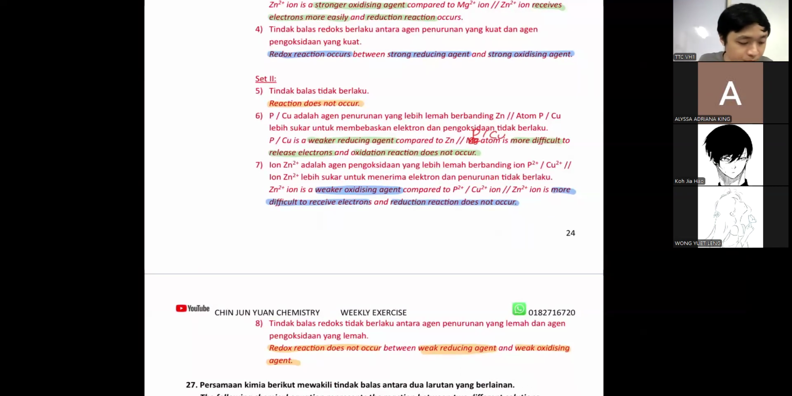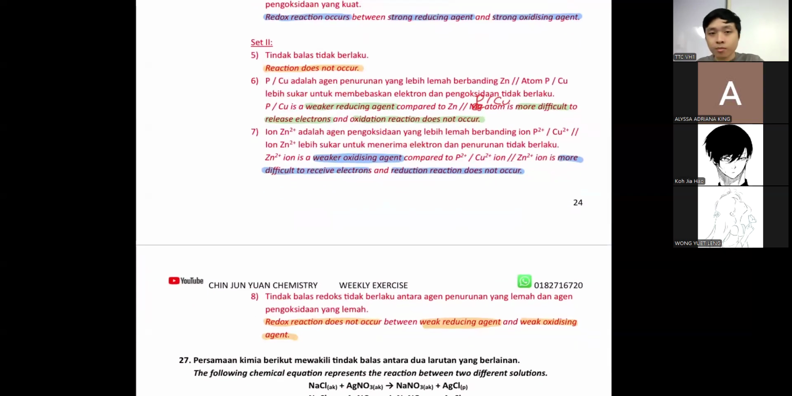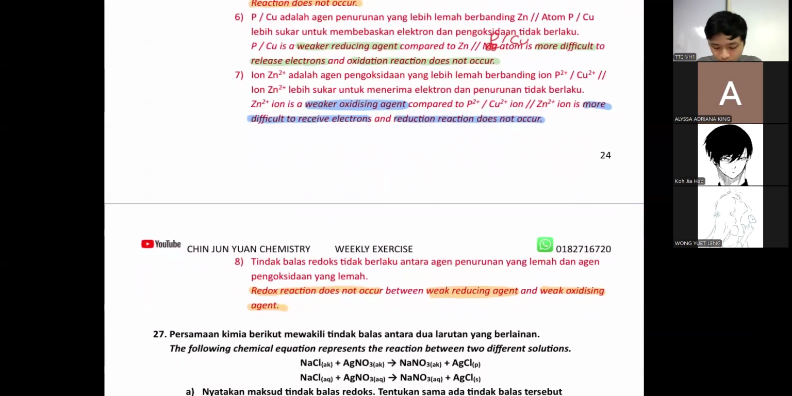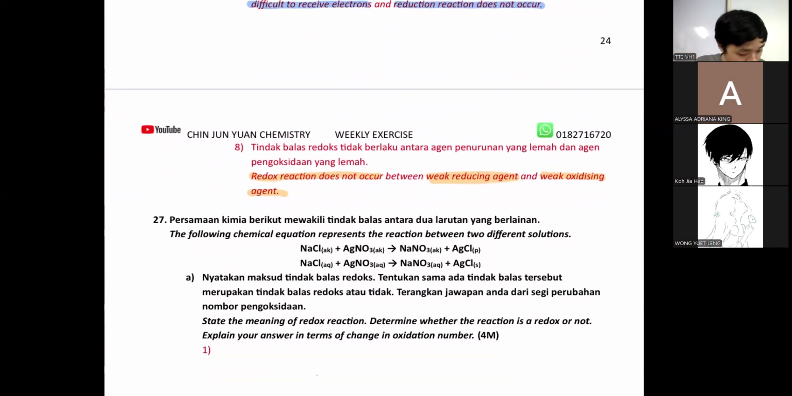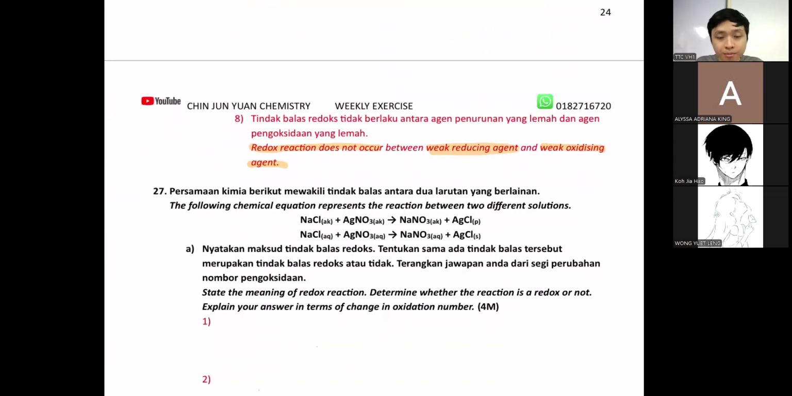We got two more questions. Okay, so redox reaction meaning. Try to write yourself first.